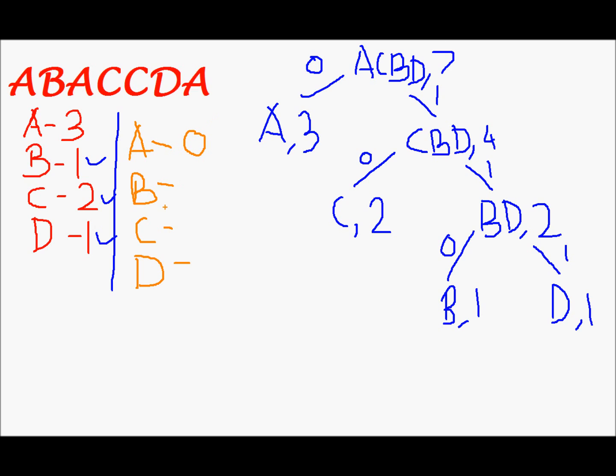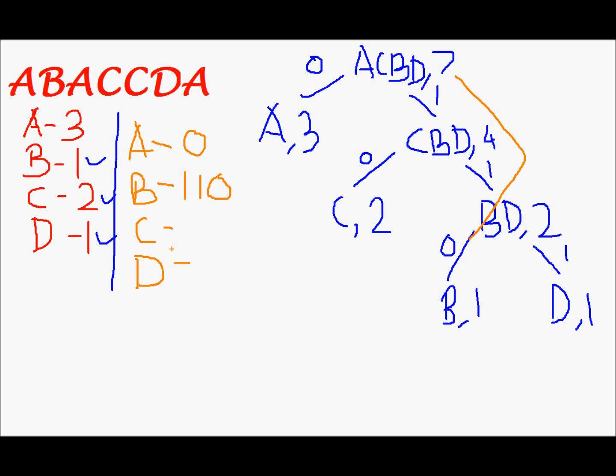Next is B and we have to reach B from the root. So we'll encounter 1, then again 1 and then 0. So this will be our path. First we shall reach from ACBD to CBD and that will be 1. Then from CBD we shall reach BD, that will be again 1. And from BD we shall reach B and that is 0. So the Huffman code of B is 110.